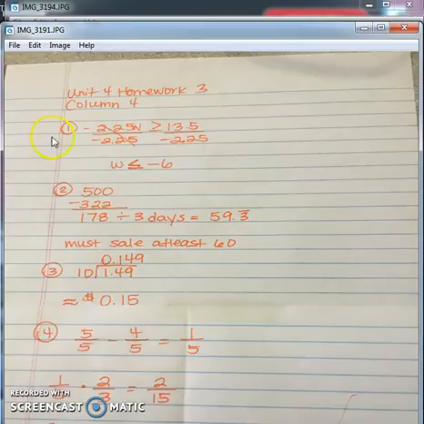Okay, so this is Unit 4, Homework 3, column number 4. Number 1 asks us to solve and graph the inequality on the number line. The first thing we need to do is divide by this negative 2.25 because we're solving for W. When we take that negative sign across the inequality to divide, that's going to flip our inequality sign. Here the alligator's going this way, and then here you can see the alligator turned and went this way.